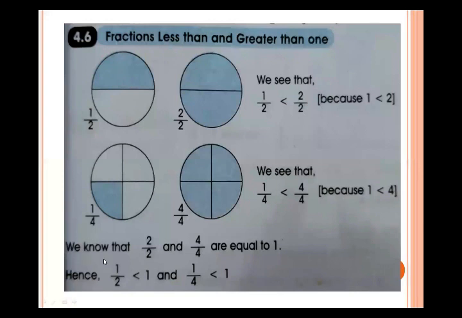Hence, we see that 1 upon 2 is less than 1. This 1 upon 2 is less than 1 because here a half part is shaded, but here the whole shape is shaded. It means 1 upon 2 is less than 1. And look here again, 1 upon 4. 1 upon 4 is also less than 1 because here the whole shape is shaded, it means complete is shaded, while here only one part is shaded. So we say 1 upon 4 is less than 1.